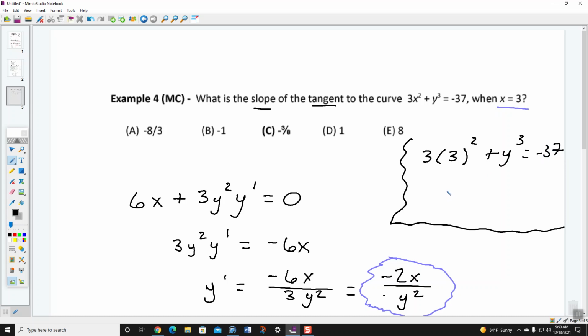Okay. Let's see, 3 squared is 9, isn't it? 3 squared is 9 times 3 more. Wouldn't that be 27? Okay, how are you going to get y squared alone? Subtract 27. Oh, wait a minute. It's y cubed. I have a mistake up there, don't I? It should be y to the 3rd, shouldn't it? Yeah.